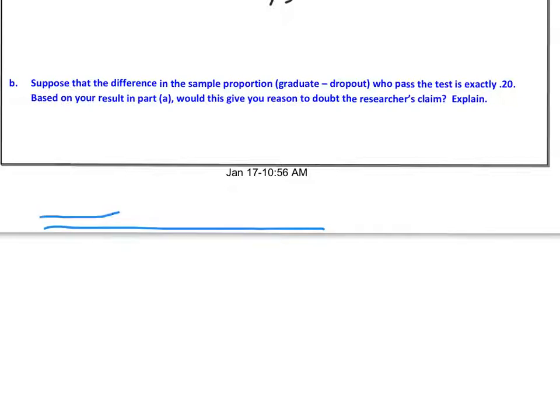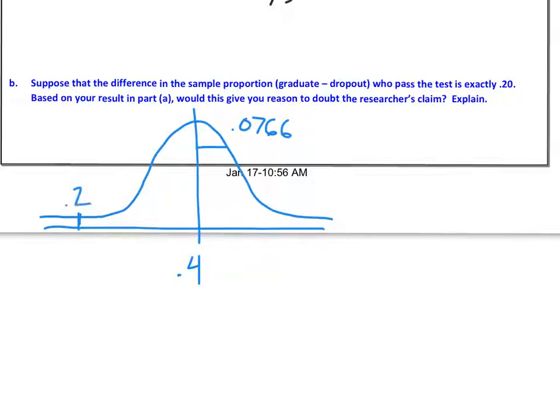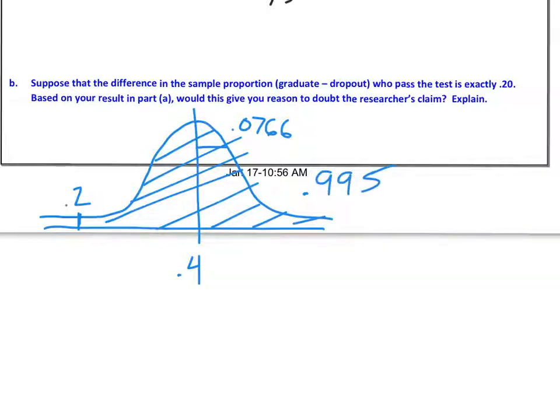But based on what I did above, here's my normal curve, centered at 0.4. Spread is 0.0776. 0.2 is right there. And the first part of the problem is asking for what proportion of all the samples is that. Okay, that would be a normal CDF, and you would see that it's 0.995.